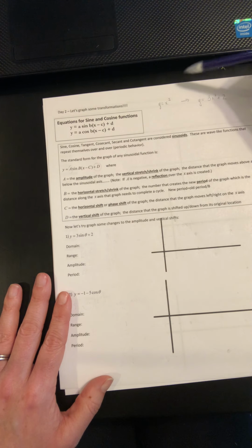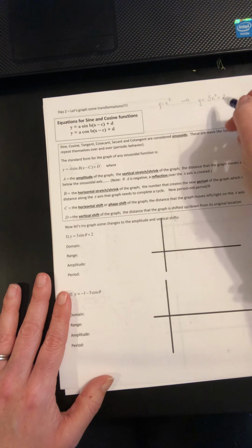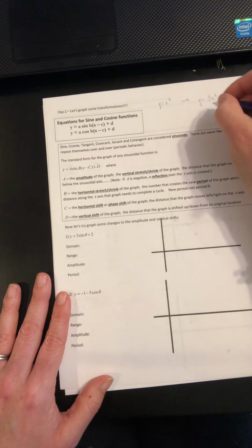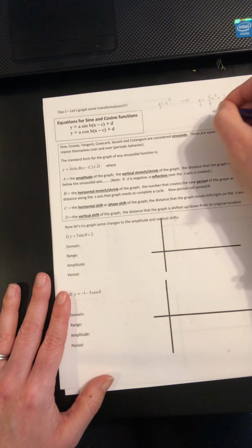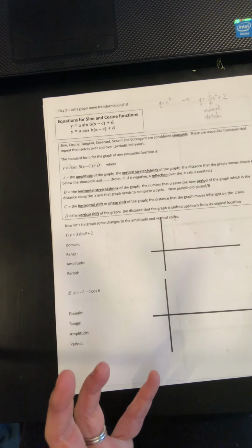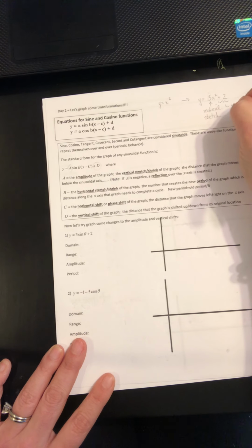Cubics, square roots. If you take a look, this is my basic parent function of a parabola, y equals x squared. If I were to graph y equals 3x squared plus 2, I hope you all recognize that that 3 is going to be a vertical stretch, and my whole entire function is going to be stretched by a factor of 3. And then this plus 2 is going to be a vertical shift up by 2.